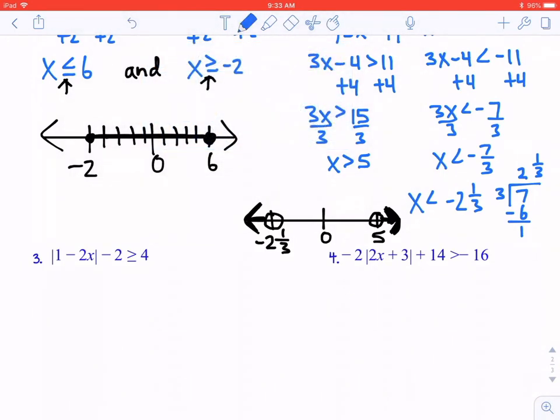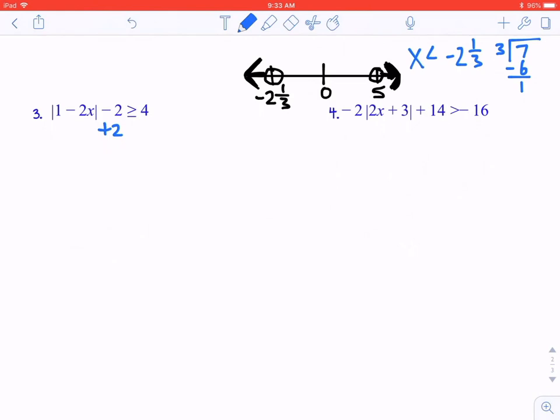Alright, so that's it for that example. Let's look at number 3. We have the absolute value of 1 minus 2x minus 2 is greater than or equal to 4. So first we need to isolate our absolute value symbol. So I'm going to add 2 to both sides. So then I have the absolute value of 1 minus 2x is greater than or equal to 6. And now I can set up my 2 inequalities.